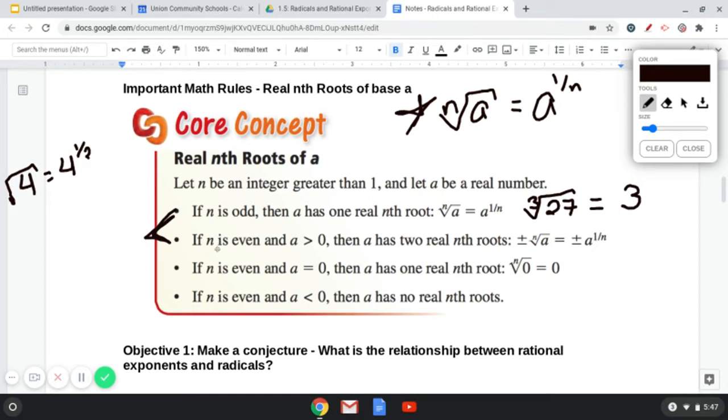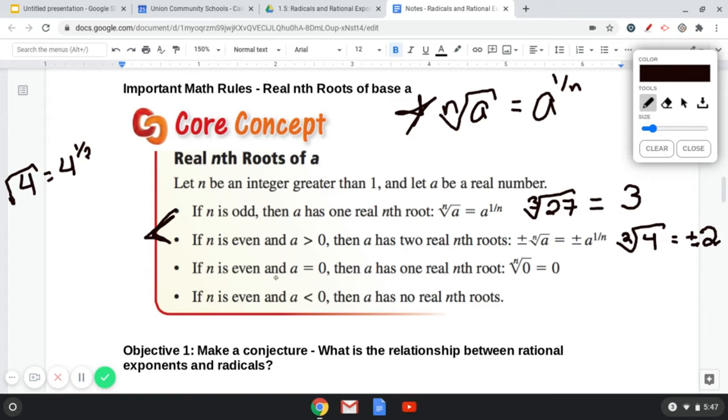But if n is even, then we have 2 real nth roots, and it'll be the positive or the negative root. So for example, if we take the square root of, let's just do 4. This is equal to 2, because 2 times 2 is 4, and it's also equal to negative 2, because negative 2 times negative 2 equals 4. So that's why we write this plus minus here after a square root or after a fourth root or a sixth root, we would end up with 2 different answers, 2 possible roots.